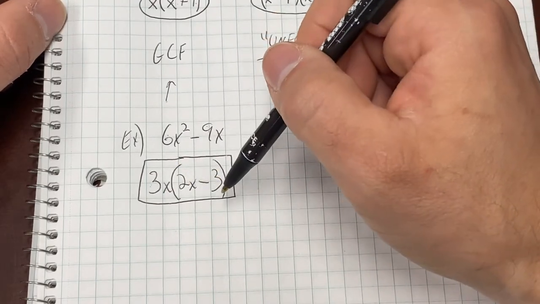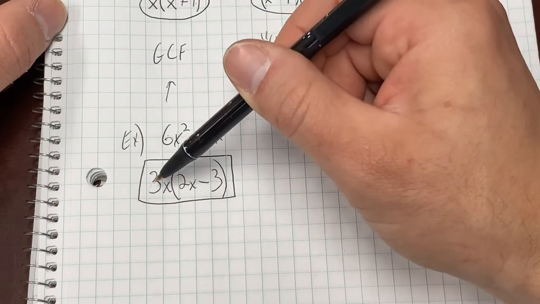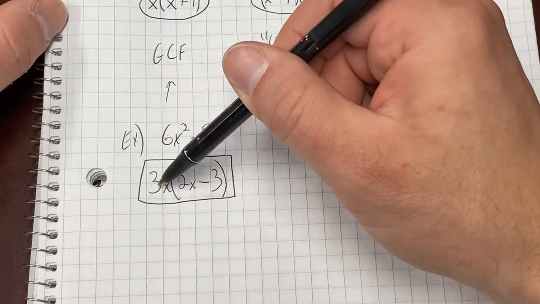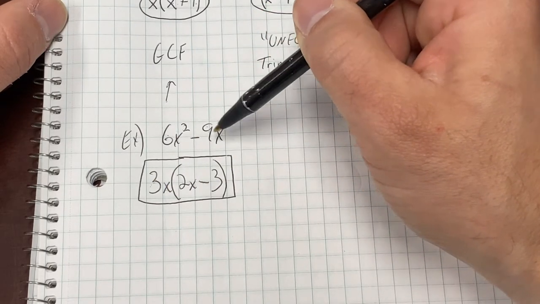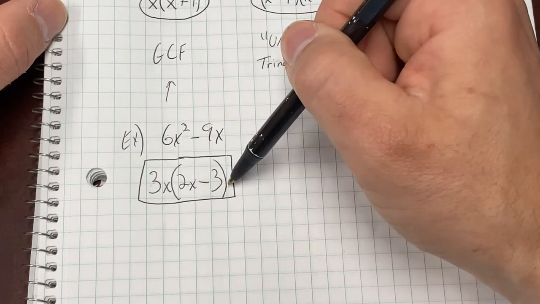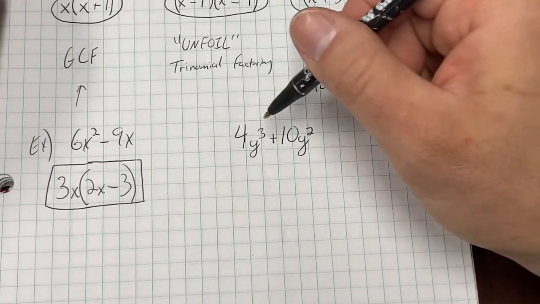Again, check your multiplication to see if it gives you what we started with. Is 3x times 2x going to be 6x squared? 3 times 2 is 6. x times x is x squared. Beautiful. Is 3x times negative 3 going to be negative 9x? 3 times negative 3 is negative 9. x times the 1 is just x. Yes, it works. All right, let's take a look at another one here.